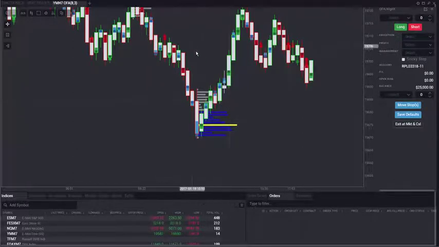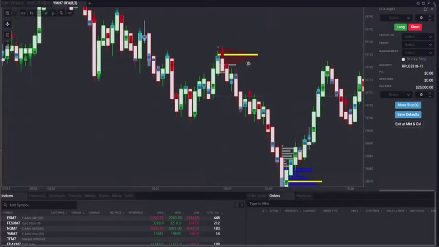Now, I want you to contrast that to what we see up above. The profile here, we can see, is almost a normal distribution, but the point of control is much higher towards the top than it is towards the lower edge of the profile.